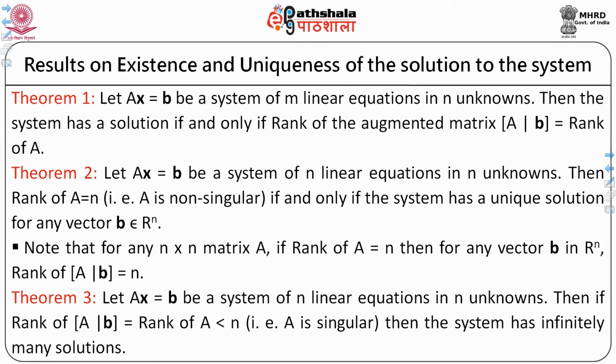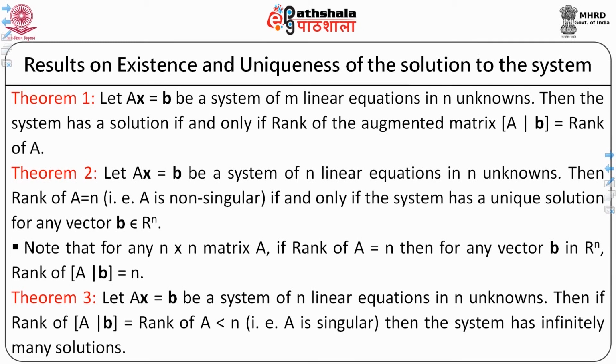Theorem 1 says that let A x bar equal to B bar be a system of m linear equations in n unknowns as mentioned above. Then the system has a solution if and only if rank of augmented matrix [A B bar] is equal to rank of A. So, this is your m by n plus 1 matrix, this is your m by n matrix. So, if rank of that is the same as rank of A, then and only then this system will have a solution. We are not saying unique solution.